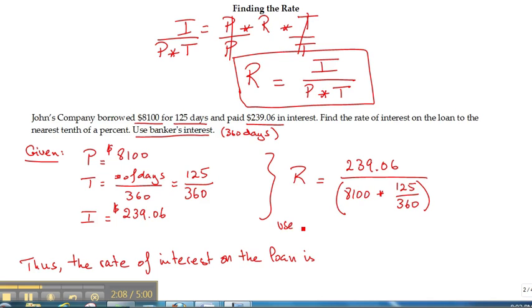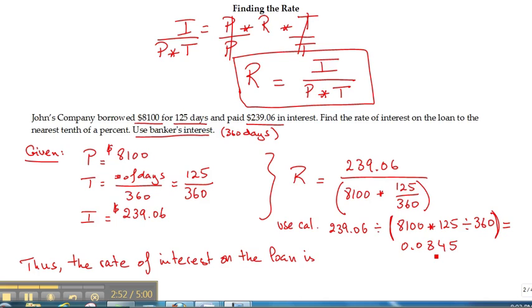How you use the calculator here, just like the previous example, I will do 239.06, the symbol divide. Make sure you open a parentheses and use 8,100 multiply 125, and you divide 360, and then you close parentheses and say equal or enter. And this way we're gonna find the number here, it's equal to 0.084. I waited until the last step to round it.